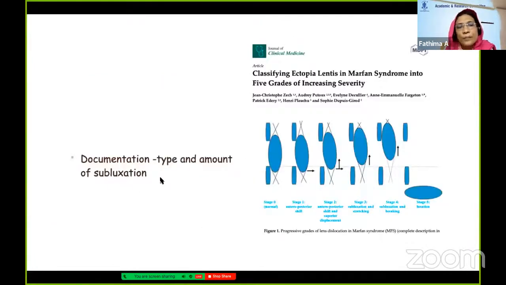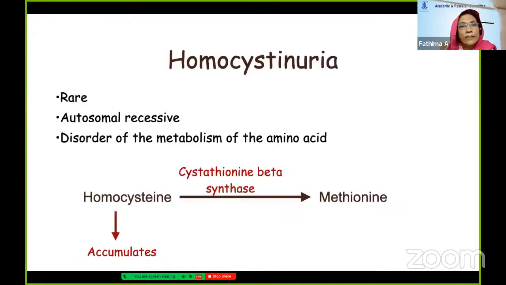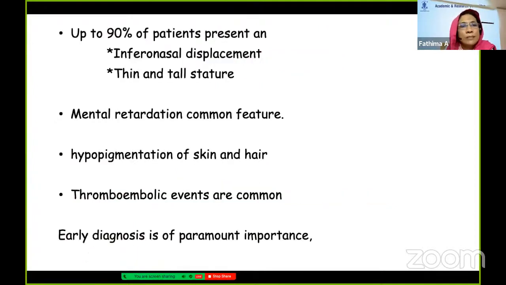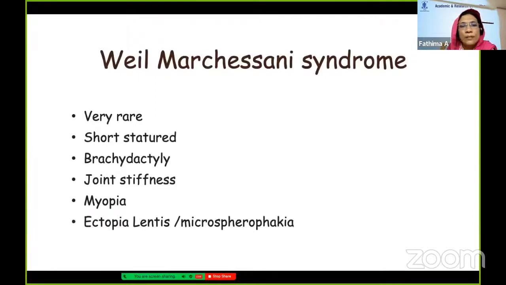Every visit, it is important to document the type and amount of subluxation following any type of grading, so that we will find out the progression of the subluxation. And again, homocystinuria is very important, as mentioned by our anesthetist Ravi sir, because of the anesthetic complication. So in all ectopia lentis cases in our hospital, we do serum homocysteine level to rule out this disorder and anesthetic complication. It is a rare syndrome, and more often we will encounter microspherophakia.